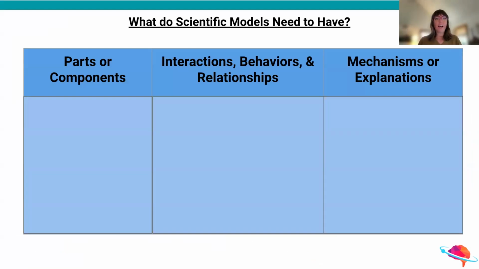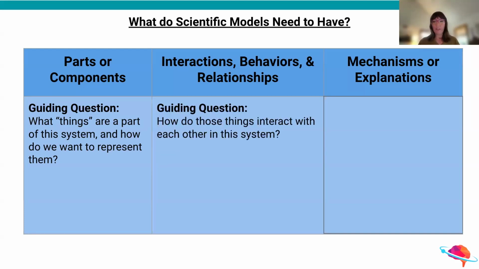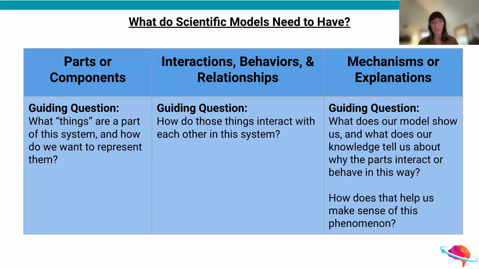And so we can scaffold this for students, and we can do it using three different things that we know from research that scientific models need to have. Scientific models need to have parts or components, the things that are in a model. What are the actual things we're trying to represent? They need to have interactions and behaviors and relationships. How are those things interacting with each other, or how do they behave in the system? And then eventually we get to mechanisms, or a simpler way to think about that is the explanation of the phenomena.